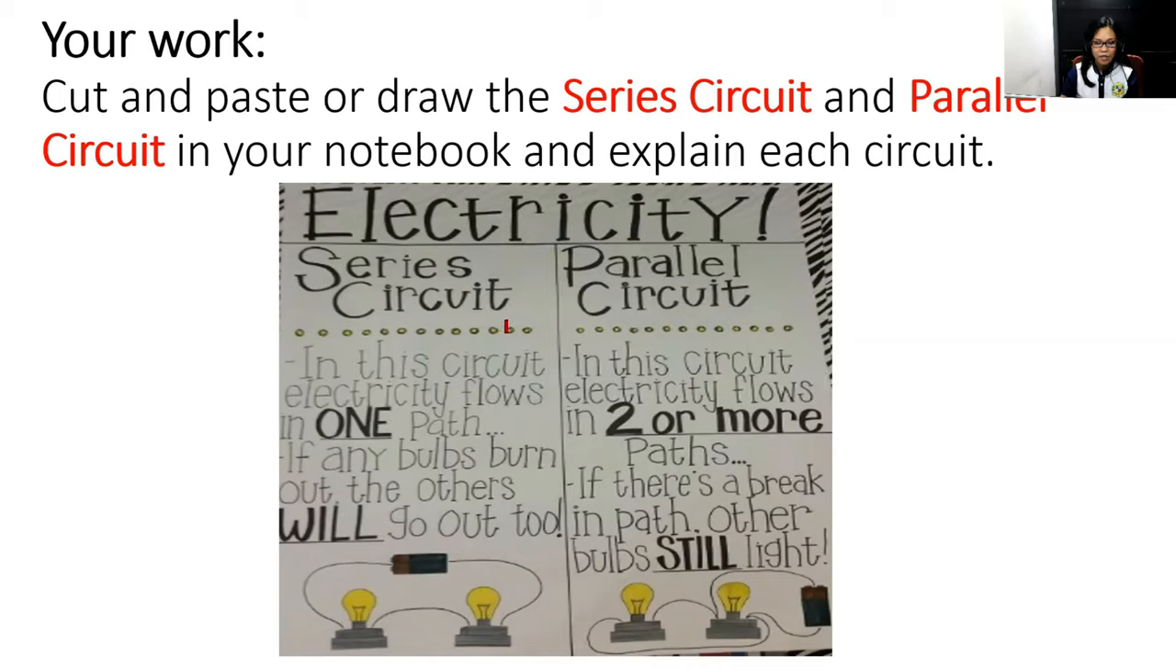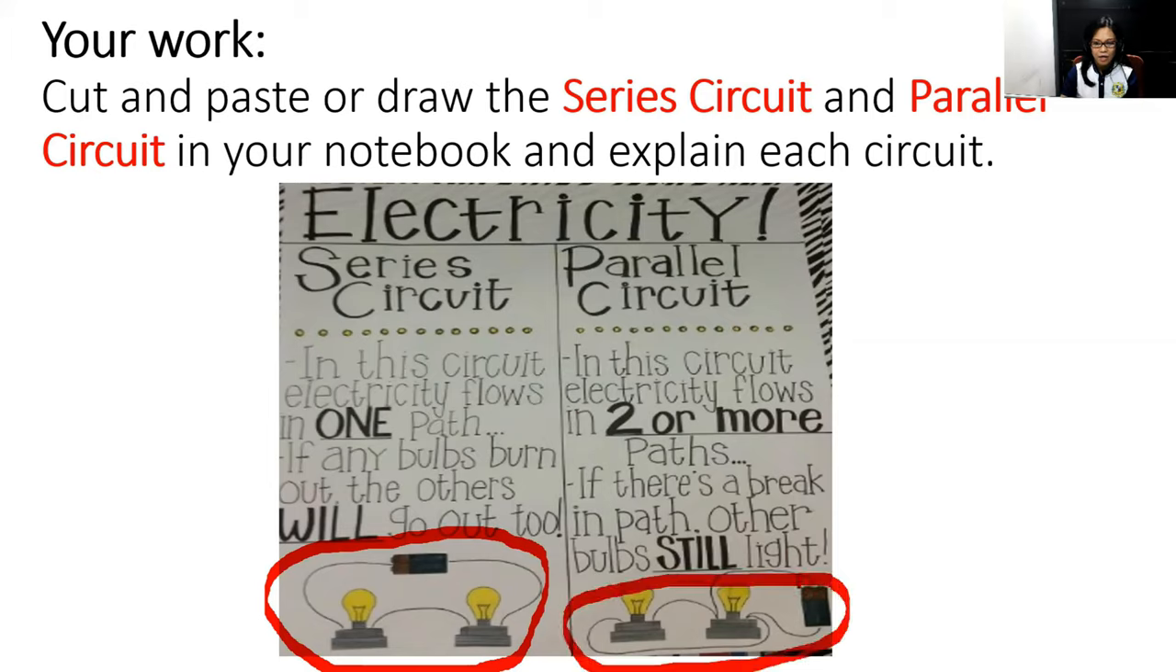You can write down series circuit is the circuit that has only one pathway through which electron can flow. And then you draw the picture, or you can cut and paste the picture. And then about parallel circuit, you can write parallel circuit is the circuit that has two or more pathways through which electron can flow. And then draw your picture on the bottom, okay? So that is your work in your notebook.